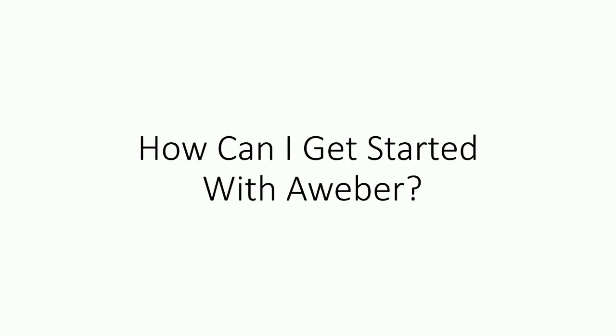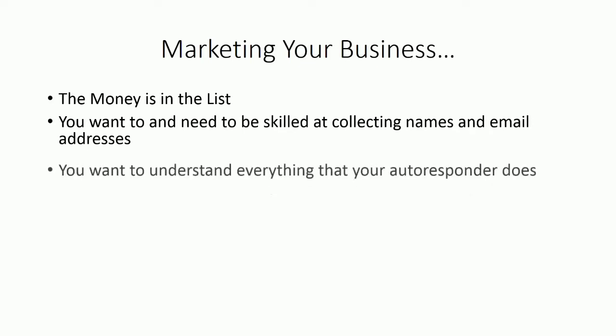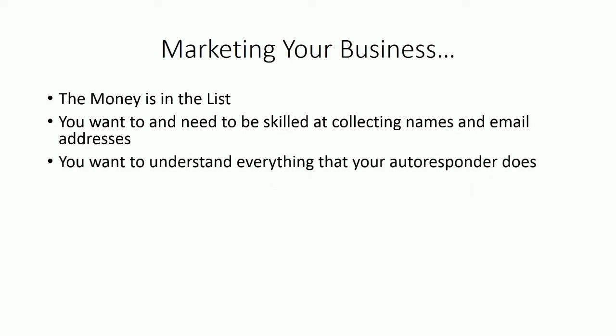Okay, I want to talk to you today about how you can get started with Aweber. Aweber is a way of marketing your business. You and I know, if you've been around being an entrepreneur or marketing online or marketing in general, that the money is in the list. We really do need to become skilled at collecting contact information, names and email addresses, and we do have to use an autoresponder to do that. It's the best way. It's an automated way to do that.